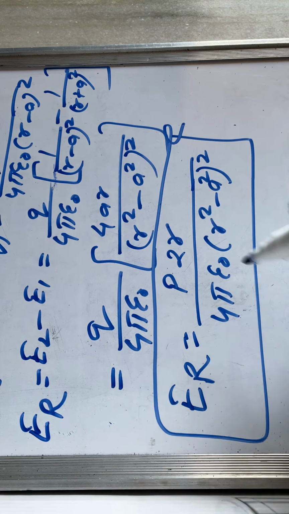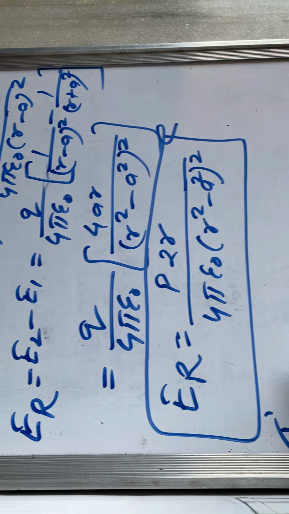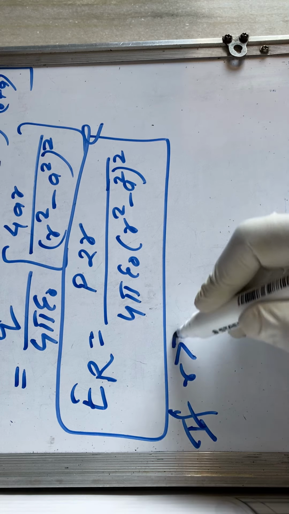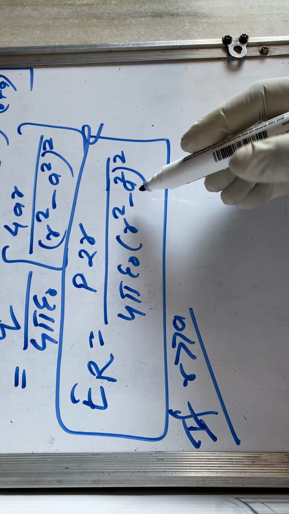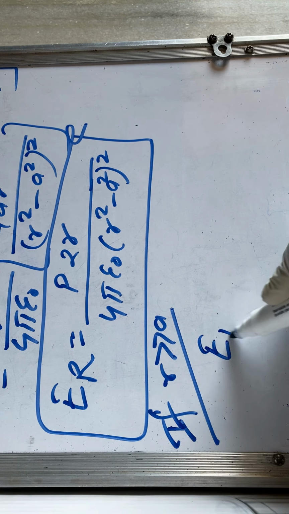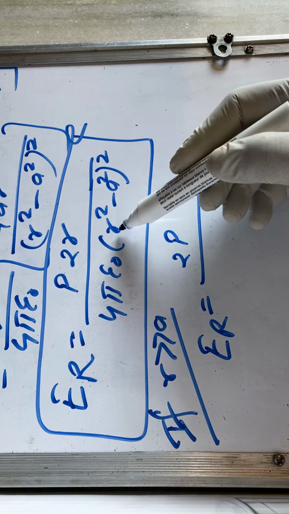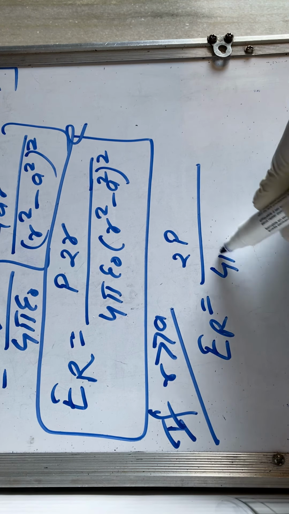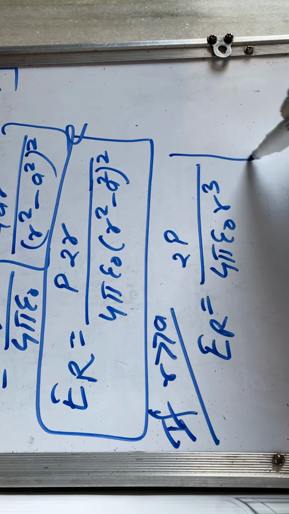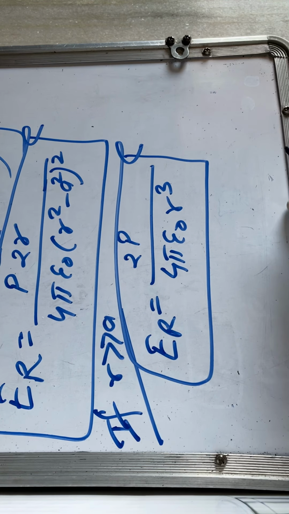Usually, the distance r from the dipole is much greater in comparison to the separation between the two point charges. So if r is much greater than a, then we can neglect a square in comparison to r square. Now, what we get is that the resultant electric field equals 2p, because now r upon r to the power 4 becomes r cube. It's 2p upon 4 pi epsilon naught r cube. This is the resultant electric field at the axial position of the dipole.